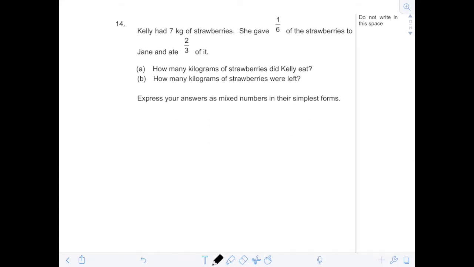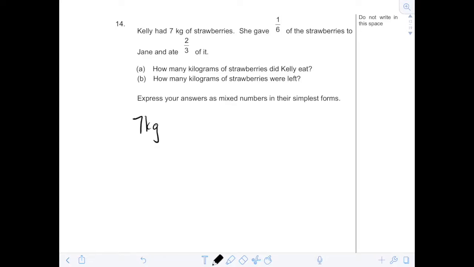Now let's move on to question 14. Kelly had 7 kg of strawberries. She gave 1/6 of the strawberries to Jane and ate 2/3 of it. How many kg of strawberries did Kelly eat? Alright, so Kelly ate 2/3 of it. So what we need to do now is take the 7 kg.